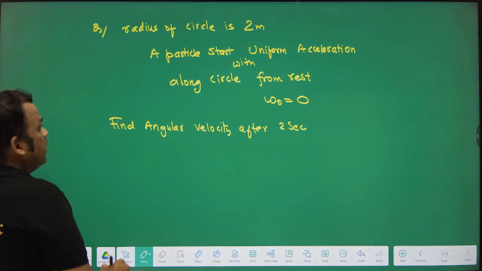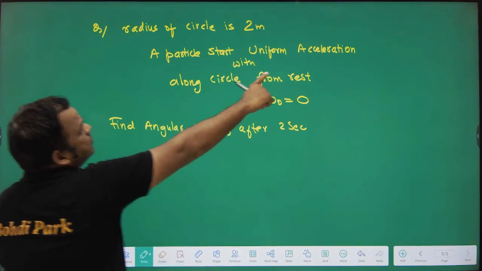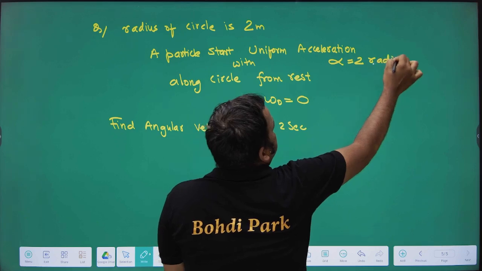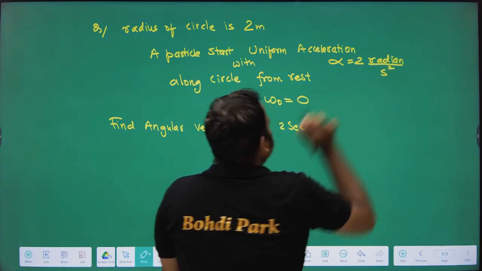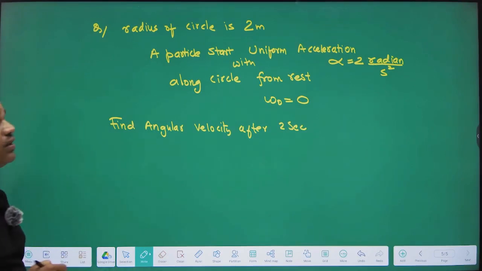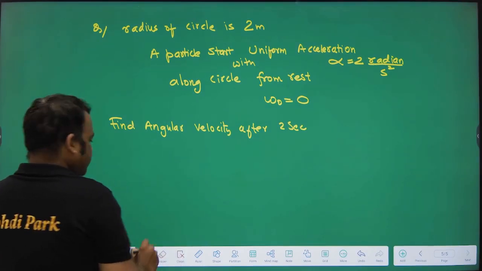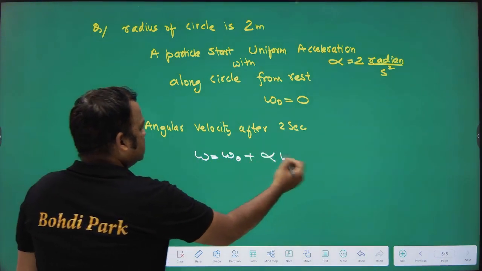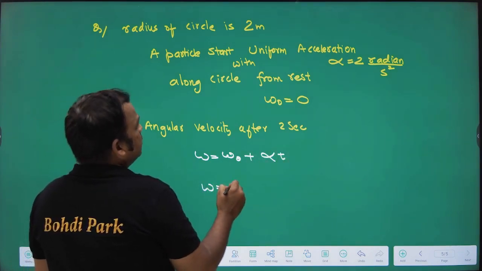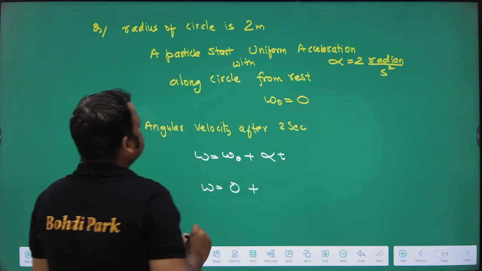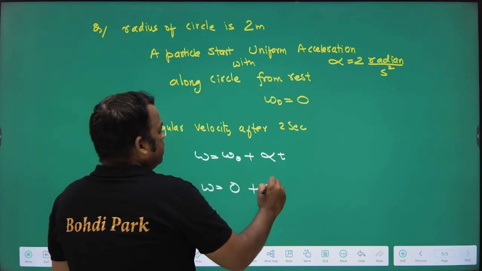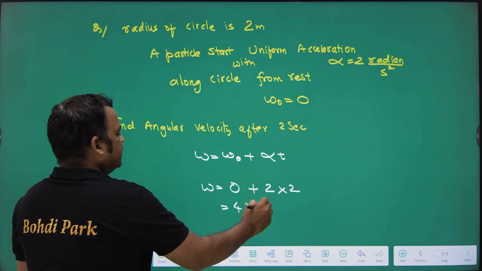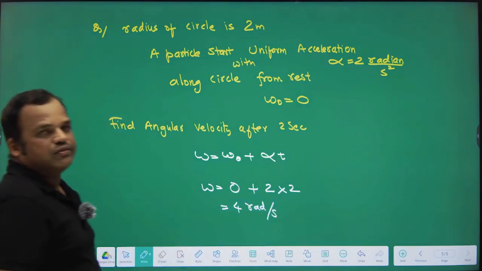So alpha is given in question. Alpha is given as, suppose, 2 radian per second square. So alpha is given, omega naught is given, and we have to find angular velocity after 2 seconds. So we will use omega is equal to omega naught plus alpha t. So omega is equal to omega naught, which is 0. Alpha is given as 2 and time is also given 2. So that will be 4 radian per second. Omega is equal to 4 radian per second.